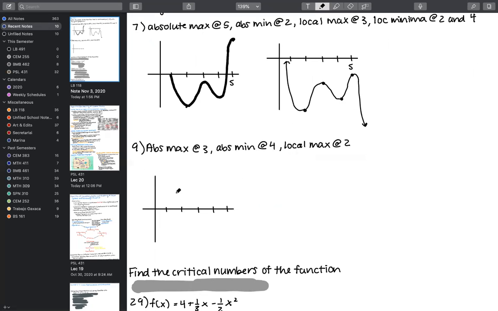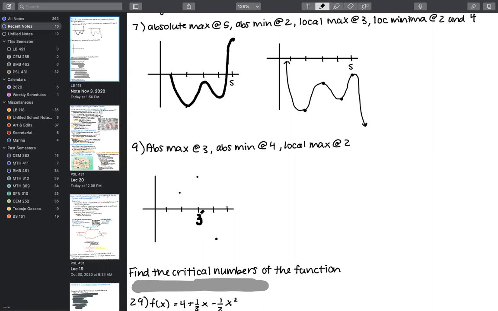All right, number 9. We have an absolute max at 3, absolute min at 4, and a local max at 2. So this is going to be R3. I'm only going to mark that one just for the sake of time. So we'll say our absolute max is up here, our absolute min is down here, and then we've got another local max at 2.